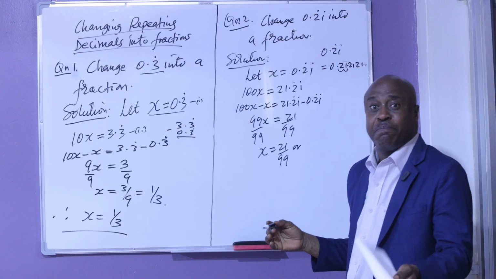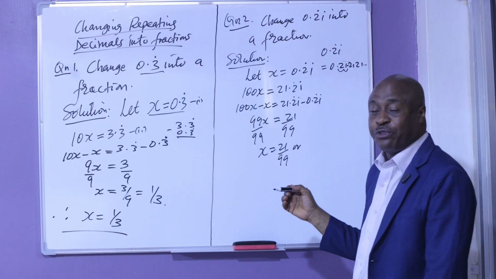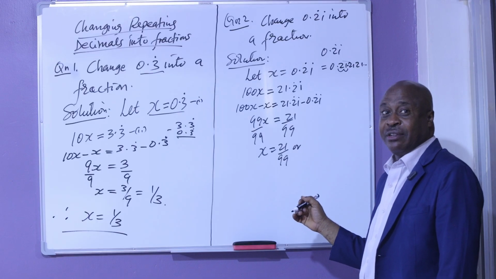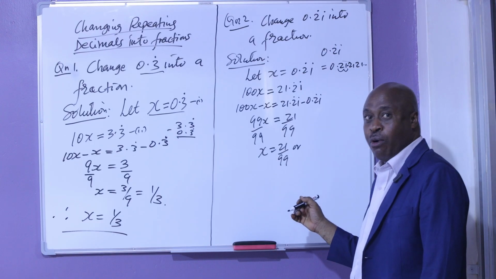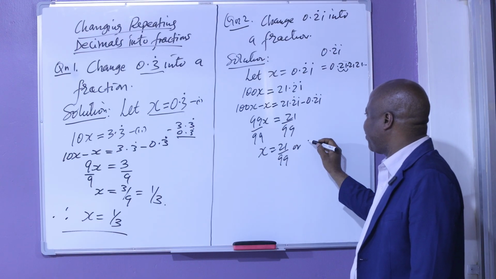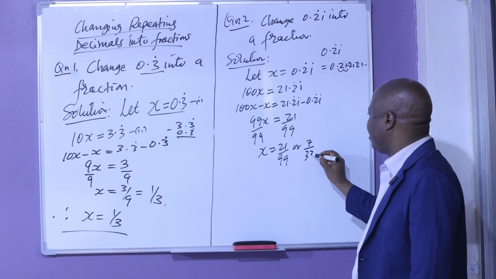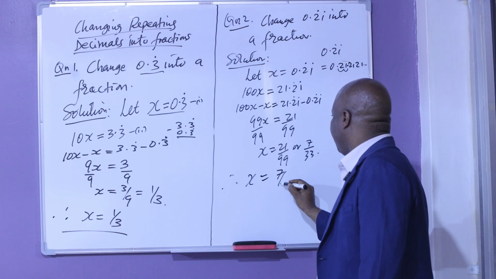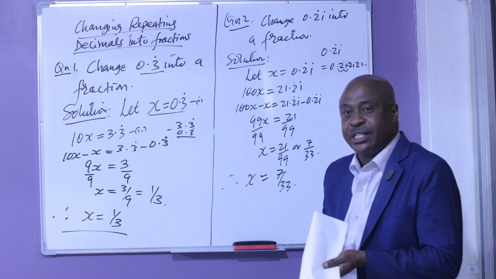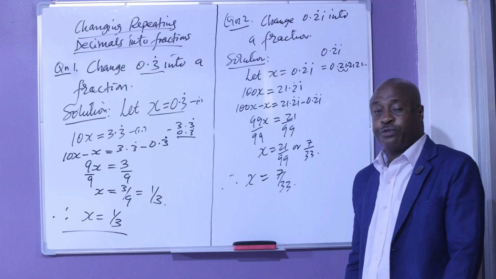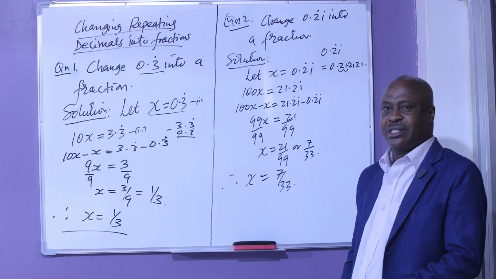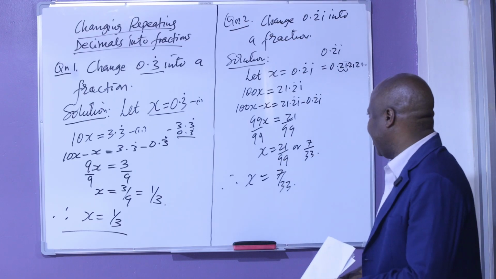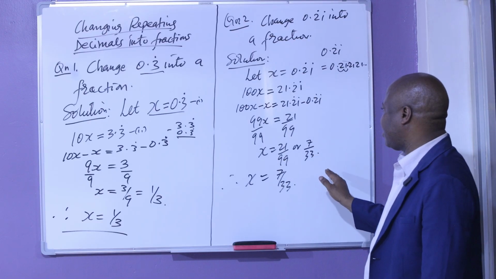Simplifying, we have to simplify into the simplest form or simplest fraction. 3 is a factor of both 21 and 99. So 21 divided by 3 is 7, 99 divided by 3 is 33. And therefore, our answer is 7 over 33. And if you take your calculator and try to find the value of 7 divided by 33, you'll end up getting 0.21212121 indefinitely. So this, I can call the first level.